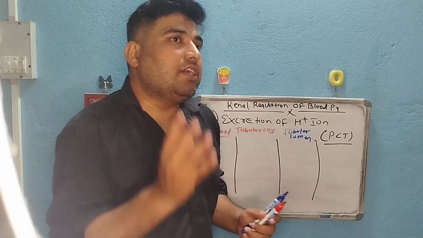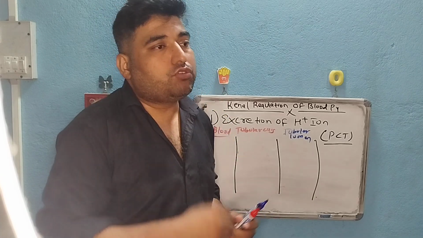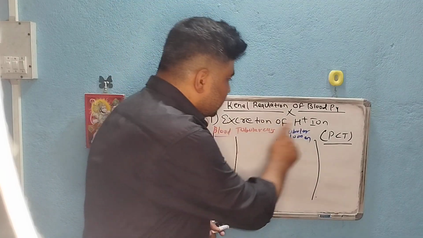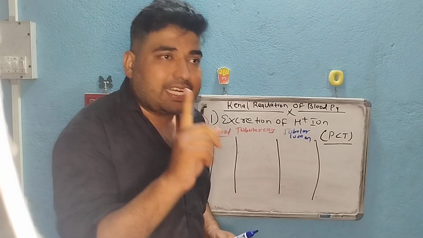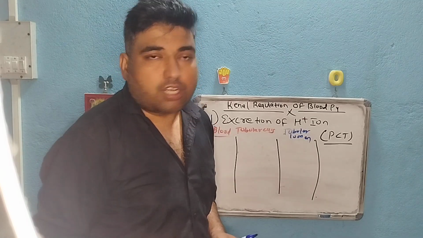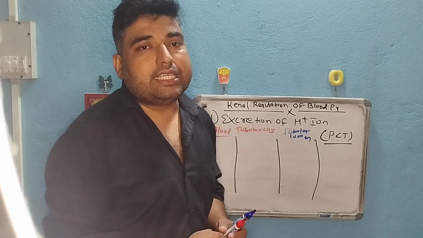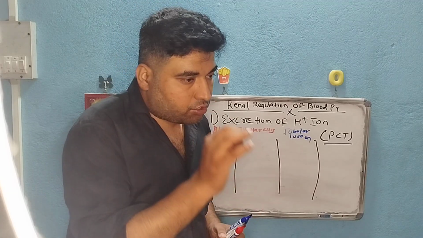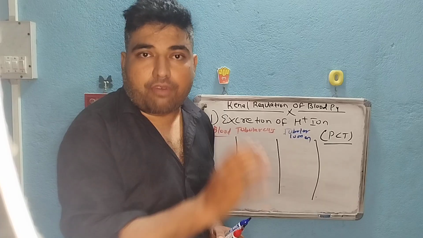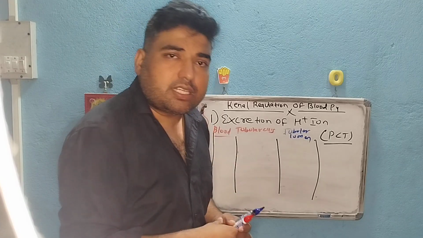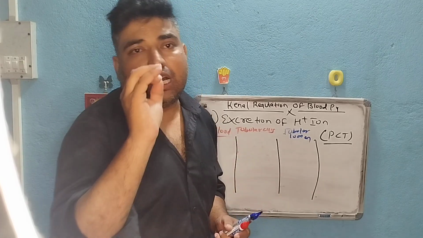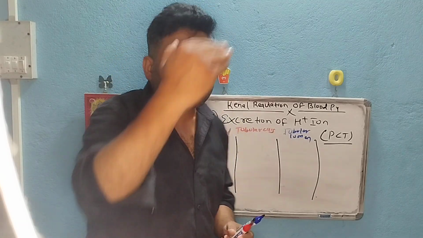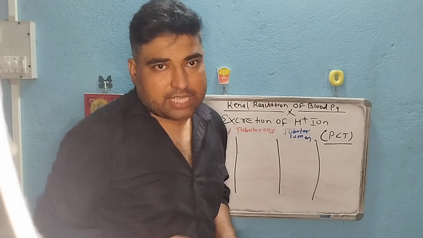Generally, there are four mechanisms through which this is achieved by the kidney. First is the excretion of H+ ions. Second is the reabsorption of bicarbonate. Third is the excretion of H+ ions in the form of sodium hydrogen phosphate, and last is the excretion of H+ ions in the form of ammonium ions. In this video I will talk about the first two.